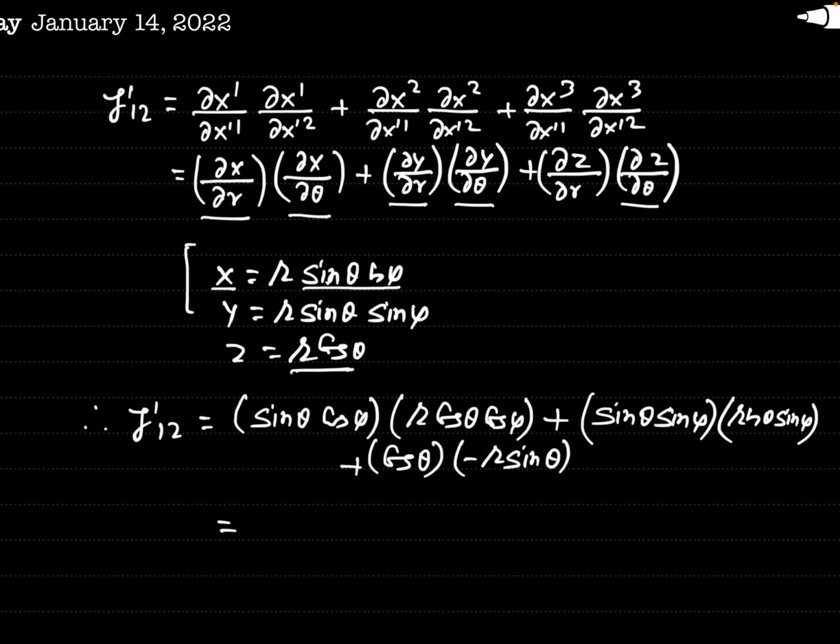Now you can simplify this result. In fact, you can see from these equations that r is a common factor. R is present in each and every term, and in the first term there is sine theta cos phi, cos theta cos phi. So cos phi will be a common factor, r sine theta cos phi.